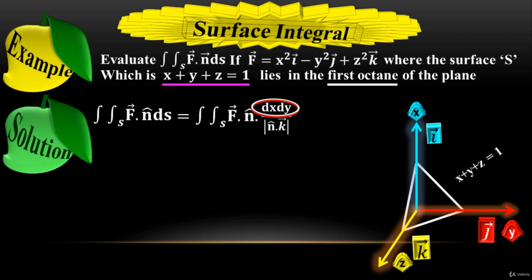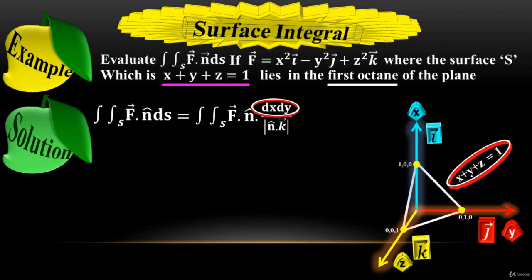This is the surface x plus y plus z equals 1, where the coordinates of this point are 0, 0, 1, which means that x equals 0, y equals 0, but z equals 1. The coordinates of this point are 0, 1, 0, where x equals 0, y equals 1, and z equals 0. The coordinates of the third point are 1, 0, 0, which means that x equals 1, y equals 0, and z equals 0.